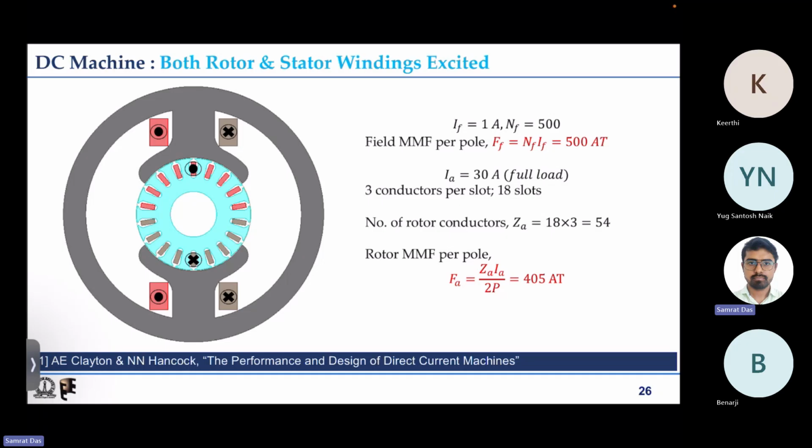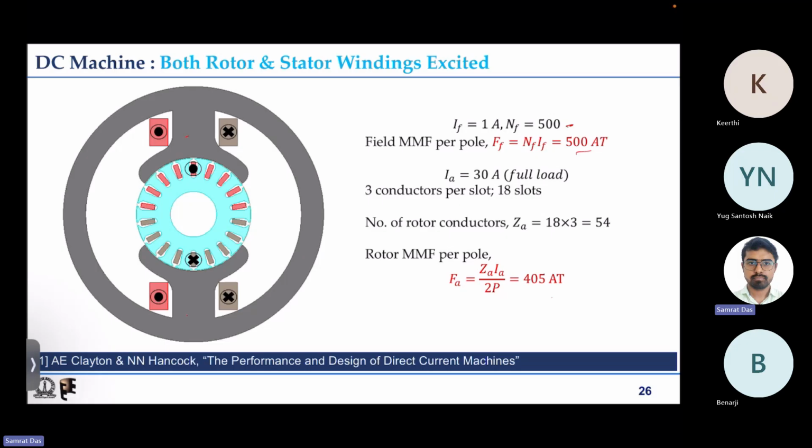So field current of 1 ampere, number of turns per pole, that is one pole on top and one pole at the bottom, we have a total of two poles, and the number of turns per pole is 500 as you can see here. So mmf per pole for this case is 500 ampere turns. And similarly for the armature, we are looking at the case for the armature mmf. Armature mmf per pole can be calculated and found to be 405 ampere turns for the case we are looking at.